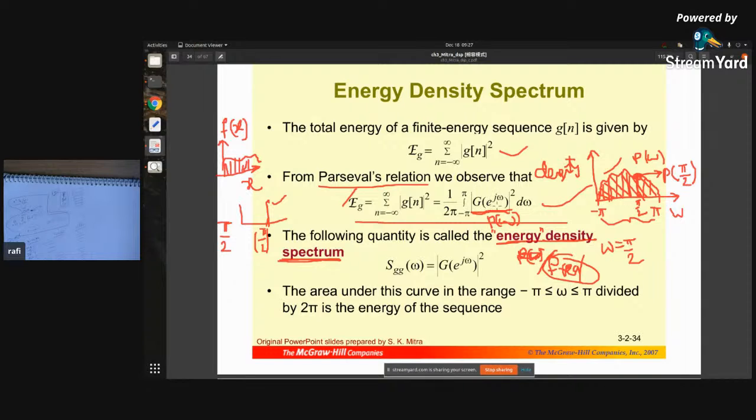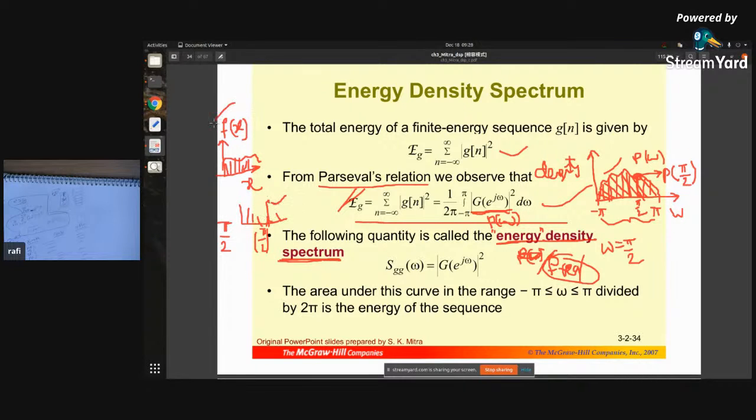So this |G(omega)|^2 is called the energy density spectrum, or energy spectral density. It is just an English word. Some will call it density spectrum or some will call it spectral density. Both are the same. So the area under the energy spectral density gives you the energy. That means if you sum over all frequencies, area is nothing but summing the contribution at all frequencies.